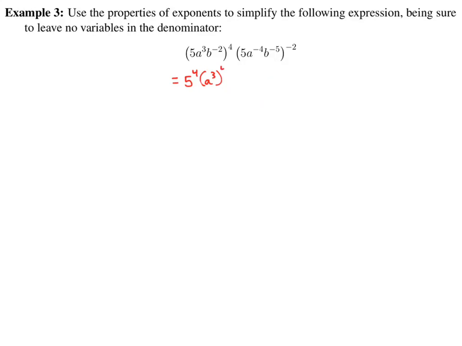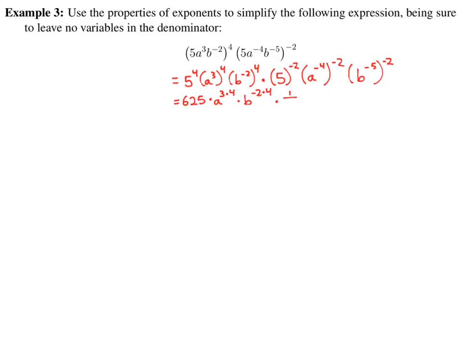So, the first order of business, that 5 is to the 4th, and the a to the 3rd is also to the 4th, and the b to the negative 2nd is also the 4th. And then over on the right half, the 5 is to the negative 2nd, the a to the negative 4th is to the negative 2nd, and the b to the negative 5th is also to the negative 2nd. Good times. Now, 5 to the 4th, that's 625. And then a to the 3rd to the 4th is a to the 3 times 4. B to the negative 2nd to the 4th is b to the negative 2 times 4.